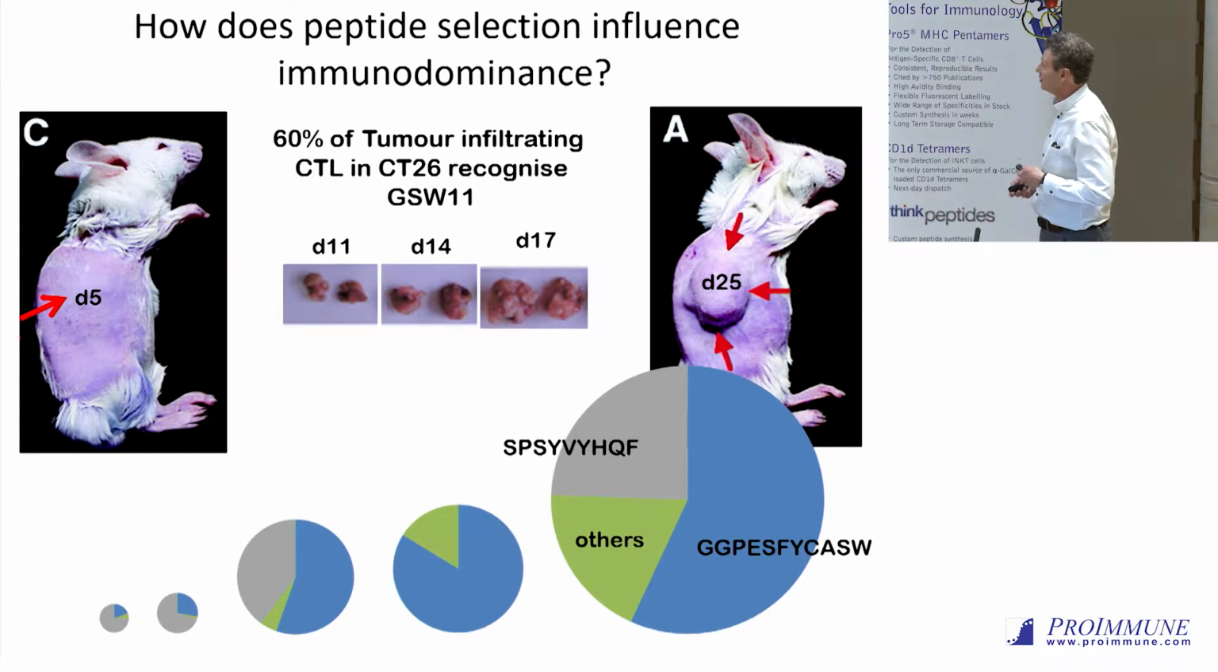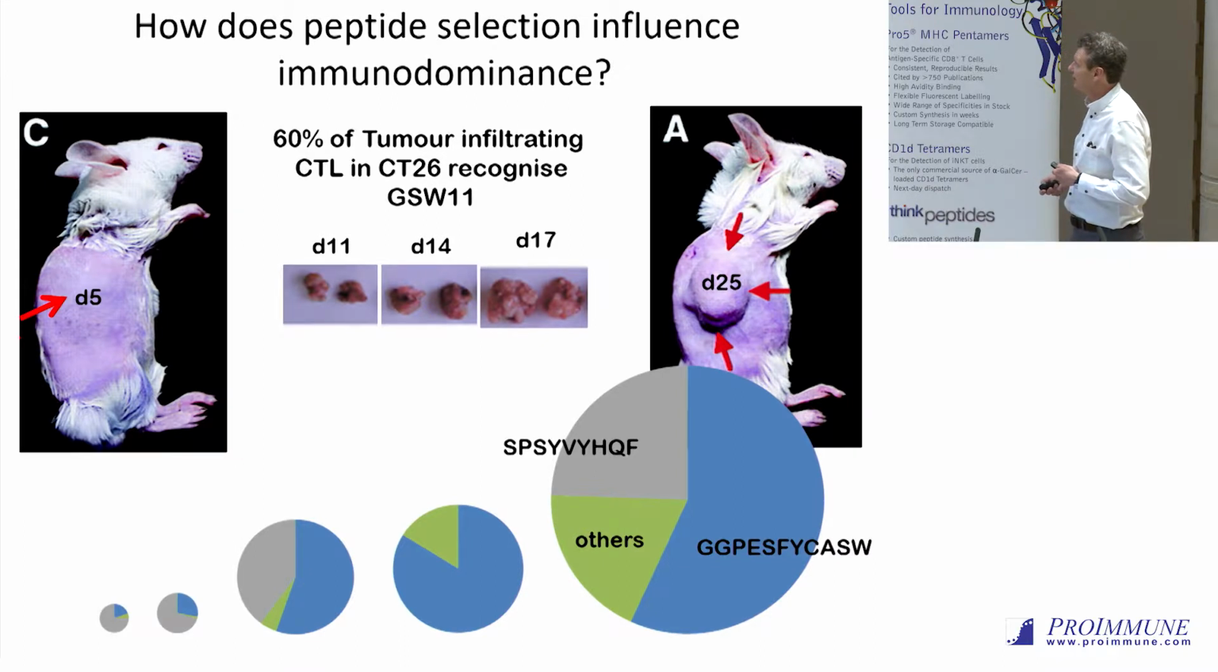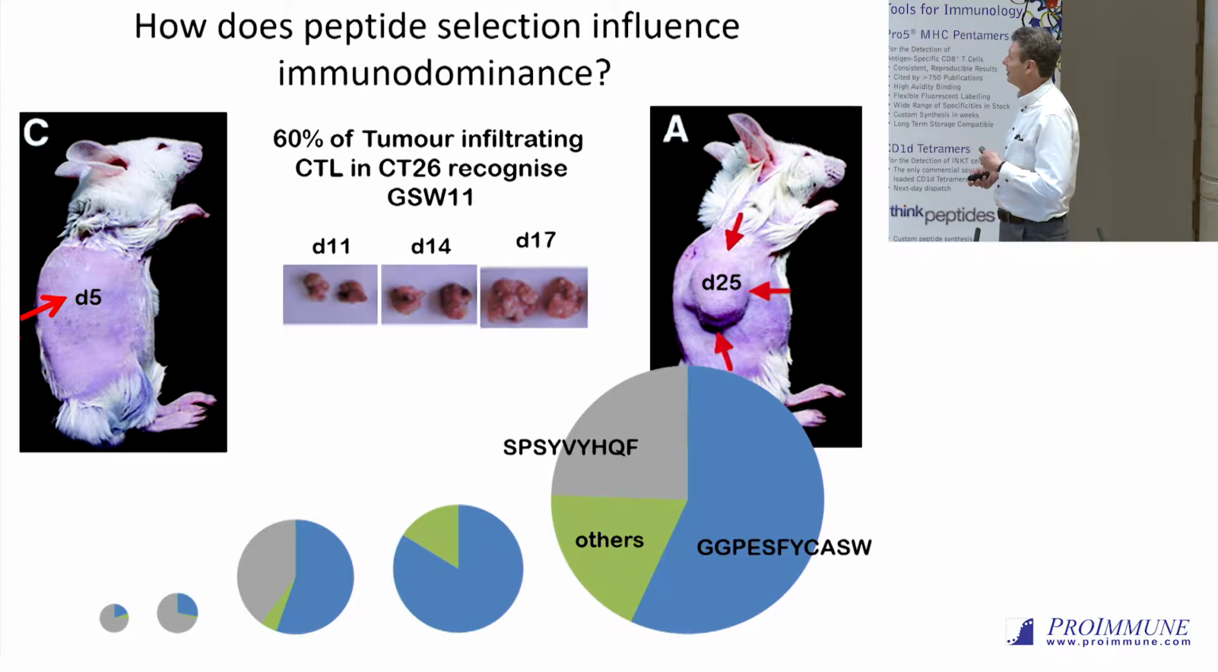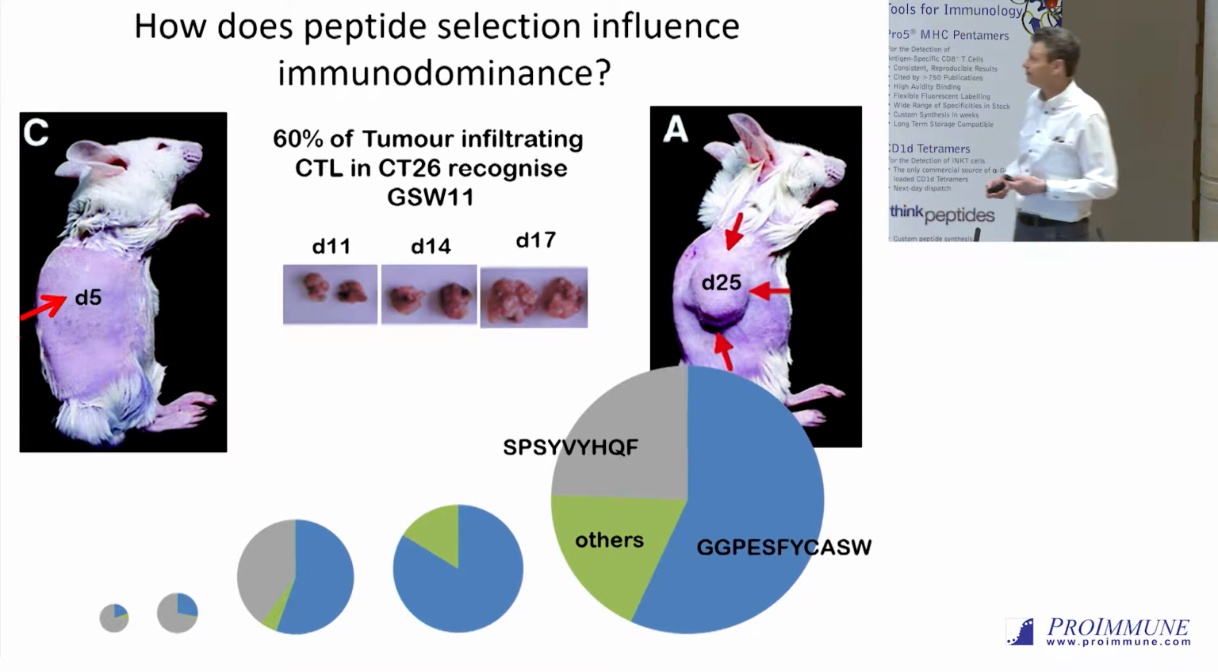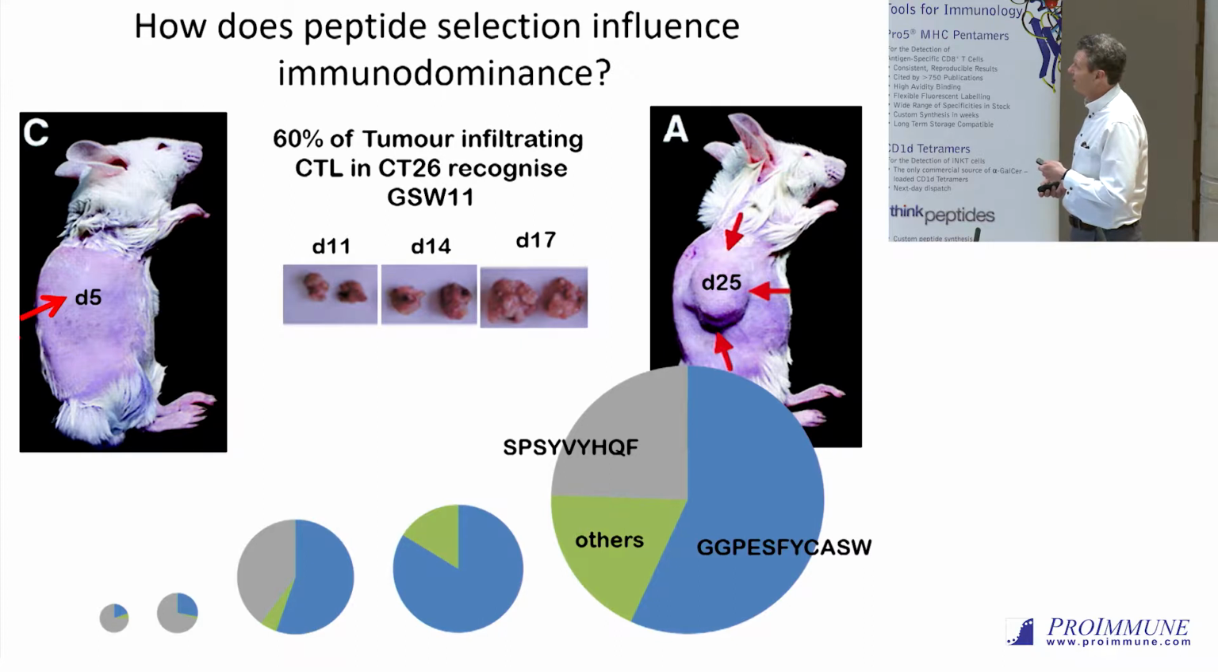What I do want to do is draw your attention to the fact that about 60 to 70% of the T cells that infiltrate this tumor at day 25 recognize a single peptide. We call it GSW11. It's an 11-mer peptide with this sequence. About 20 to 25% recognize a second peptide from the same protein antigen, and this is the one that Drew Pardoll identified many years ago. And there are about 5 or 6 other responses that we can map in the remaining 10 to 15% of that response.